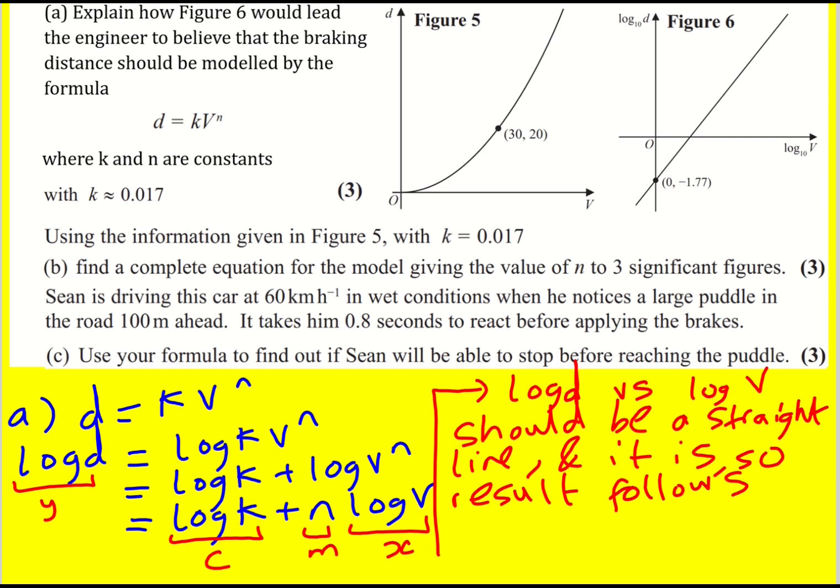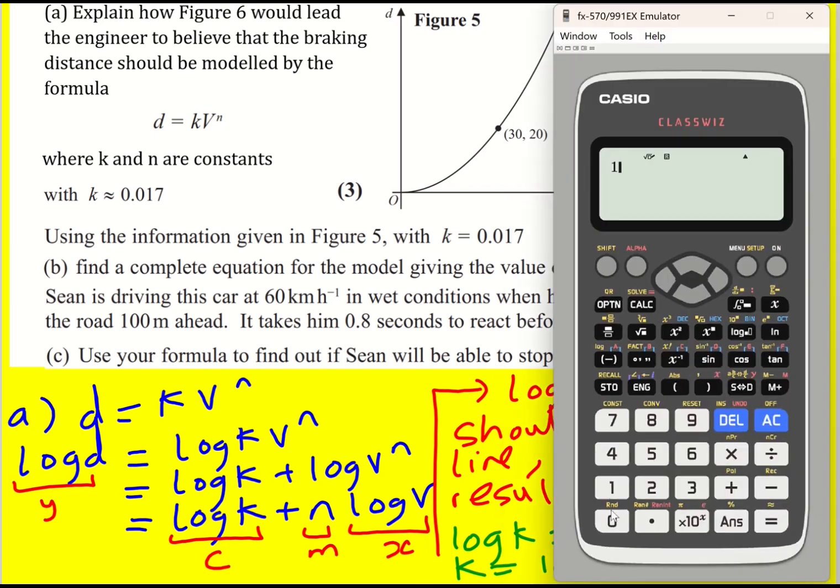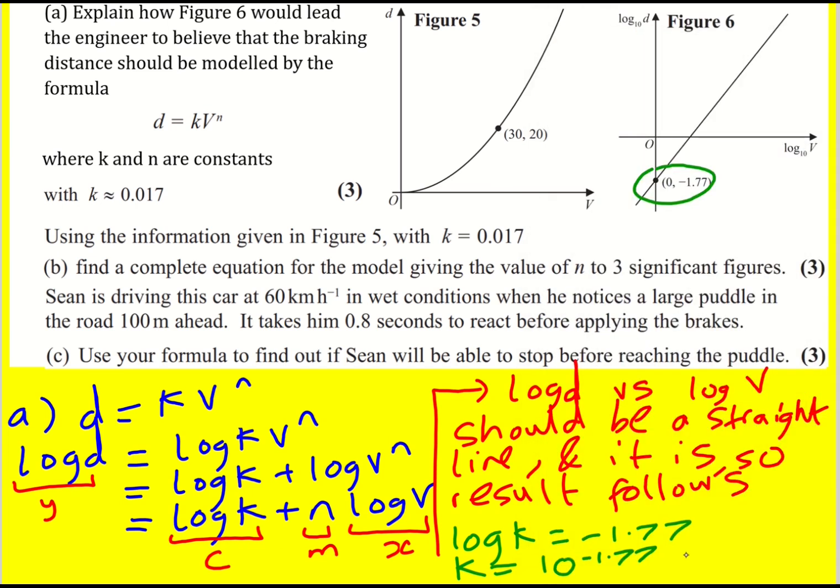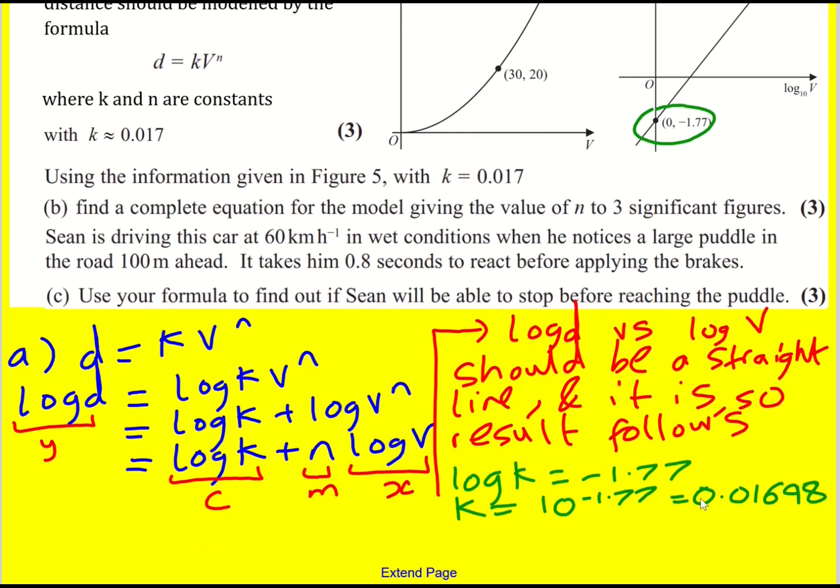Just need to show that k is approximately 0.017. So we've got this point here, that's my y-intercept, that's going to be log k. Log k is going to equal minus 1.77, which means k will be 10 to the power of minus 1.77 when I undo the logs. Which gives 0.01698. Which I can then say k is approximately 0.017.